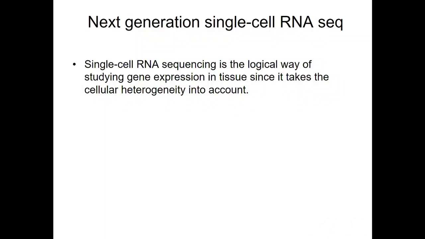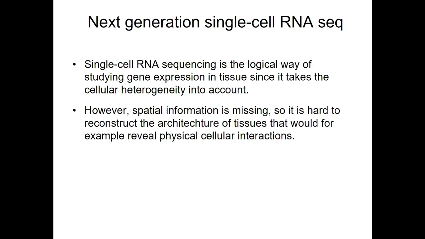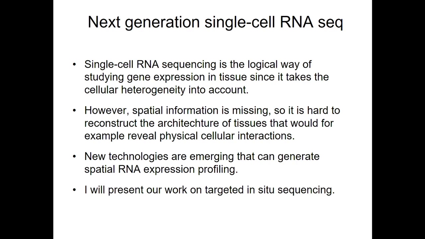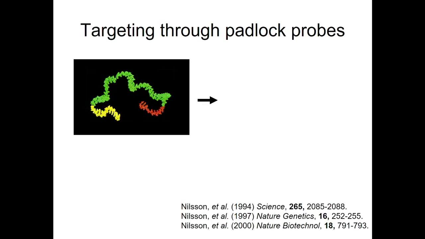So, again, just a little bit of a background. Single-cell RNA sequencing is the logical way of studying gene expression in tissue, since it takes cellular heterogeneity into account. So I think that's quite clear. However, spatial information is missing, so it's hard to reconstruct the architecture of tissue that would, for example, reveal physical cellular interactions. But there are new technologies emerging that can generate spatial RNA expression profiles, and I will present our approach on targeted in situ sequencing.